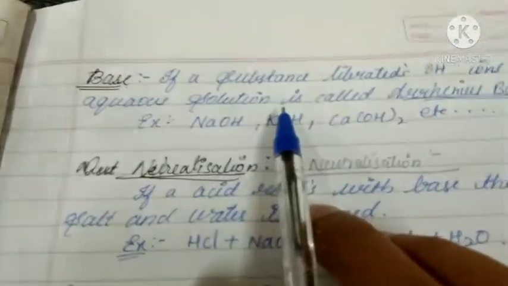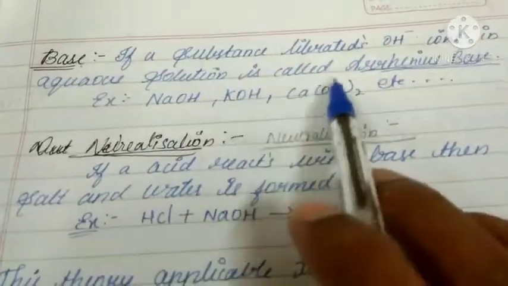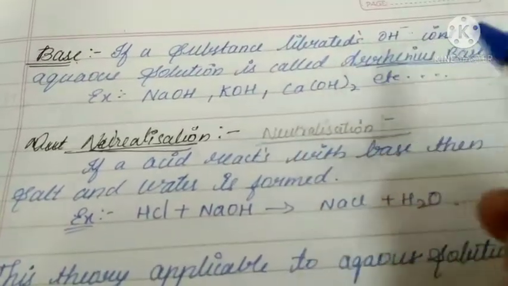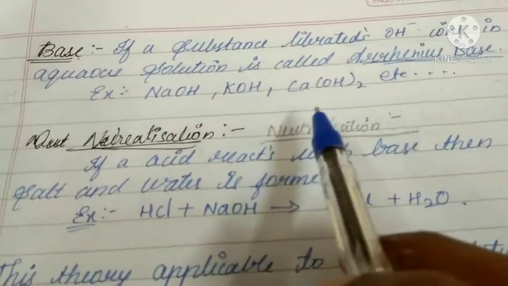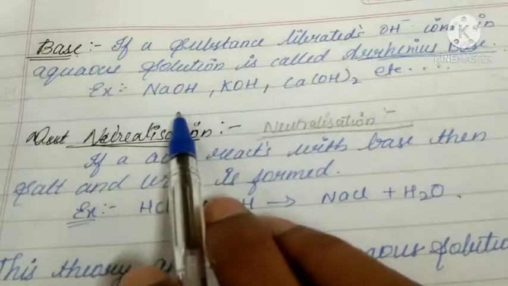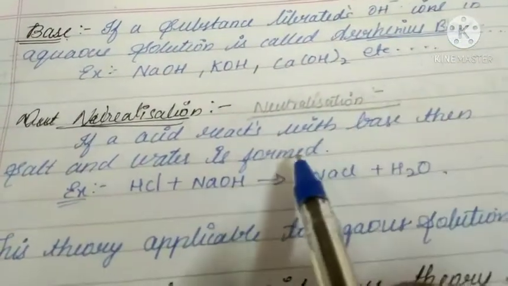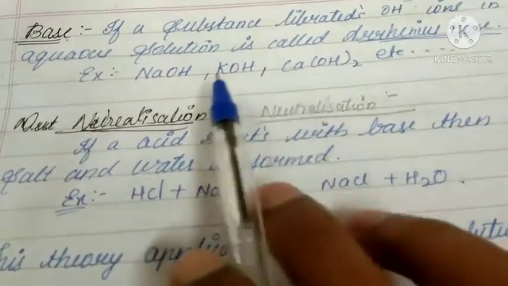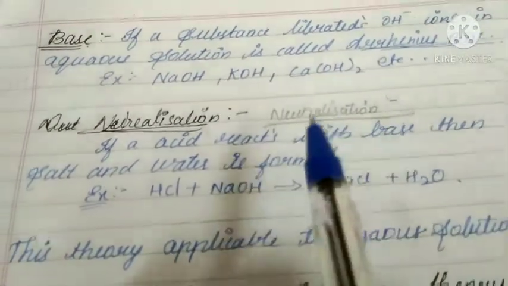Next one, base. According to Arrhenius theory, if a substance donates or liberates OH minus ions in aqueous solution, it is called Arrhenius base. That means if you put a substance in water and that substance donates OH minus ions, then that is called base, Arrhenius base. Examples: NaOH, KOH, Ca(OH)2, Mg(OH)2. These are the examples for base. That means to produce OH minus ions, the substance should contain OH. Then only that acts as Arrhenius base. I hope you understand it very well.